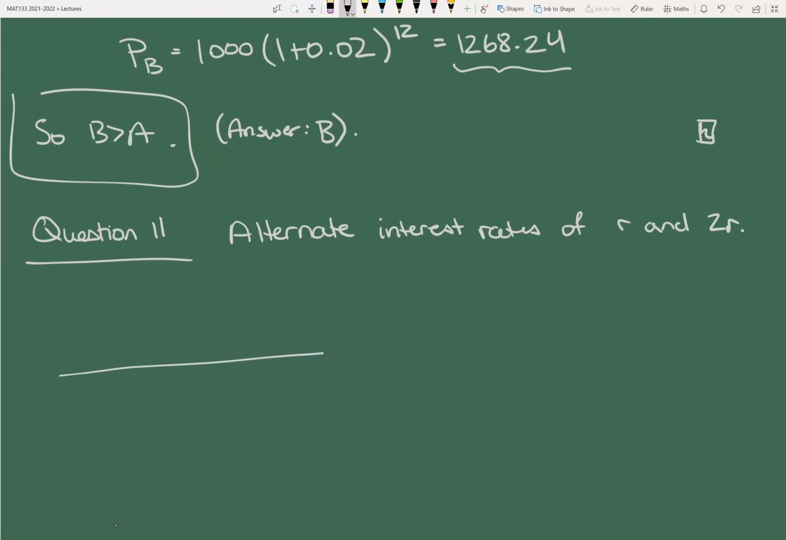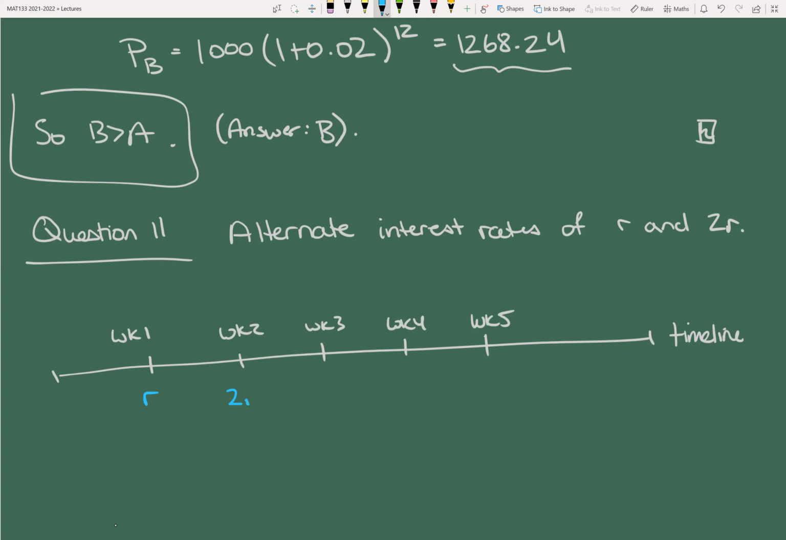Okay, so let's write down our timeline. This is going to be week 1, week 2, week 3, week 4, week 5. My timeline is a little bit long. Then we said we compounded interest at the end of the first week. So this is going to be R and then 2R, R and then 2R and then R. And so I start with the principal P, and I'm going to push it through.